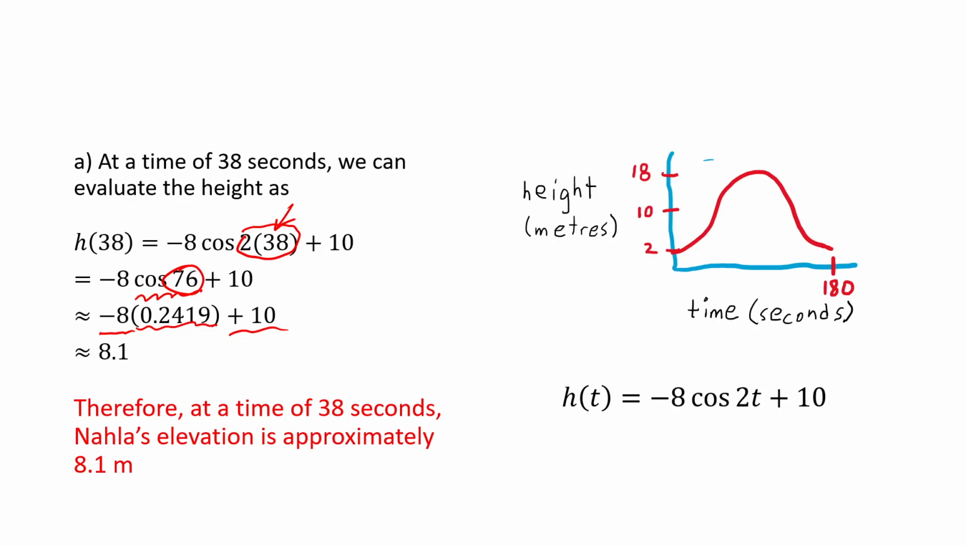So what that means is that at 38 seconds into the ride, Nala's elevation will be approximately 8.1 meters. That, believe it or not, actually makes sense. Just take a look at this curve for a second. Halfway through the ride, when she's at the maximum, that'll be 90 seconds. Halfway through that first half will be 45 seconds into the ride.